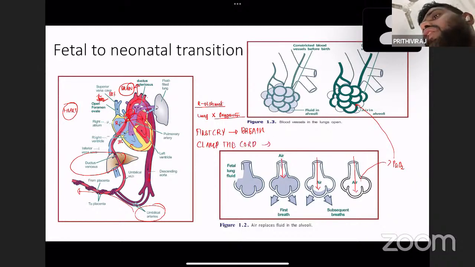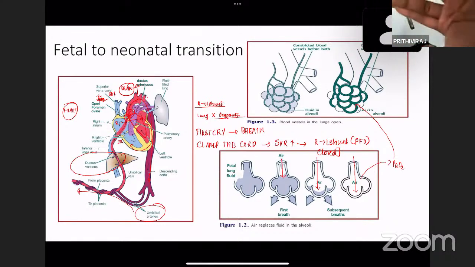clamping the cord will cause SVR to rise. As a result, the right to left shunt that was happening through the PFO will stop and get closed. As a result, a complete serial circulation will occur. So this is the neonatal transition circulation that happens.